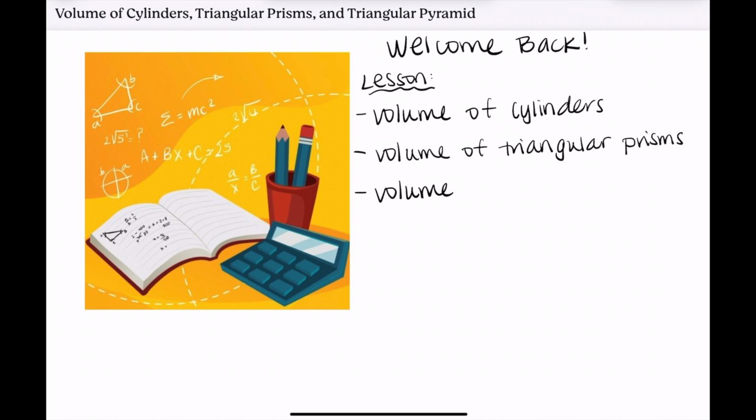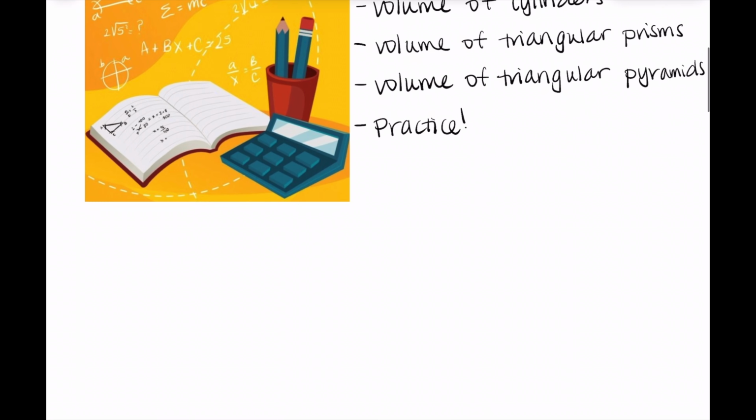But for today's lesson, we are going to go through the volume of cylinders, the volume of triangular prisms, the volume of triangular pyramids, as well as practice like always. So to start, for each one of these 3D figures, we're going to go over the formula and have a diagram that can show us everything visually.